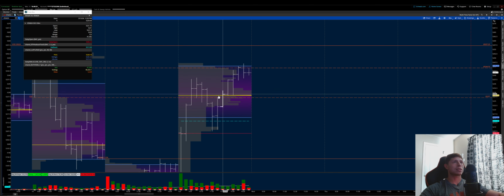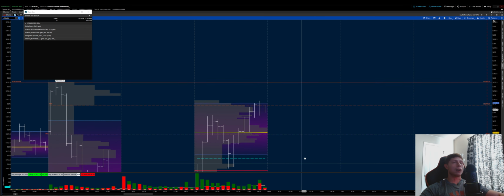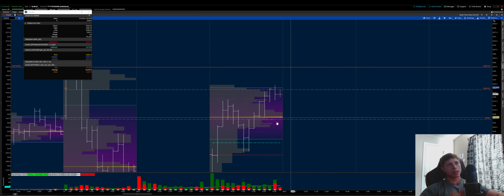And sure enough, we did grind up higher, but just as easily as this was an afternoon pullback low, this could have been an afternoon rally high, and this thing could have rolled over, liquidated back towards the lows. But yeah, that was essentially my trading for the day.